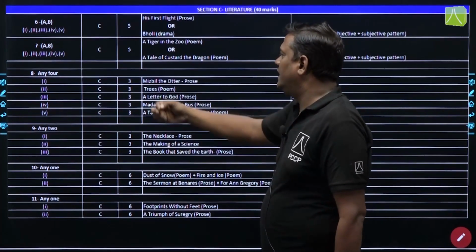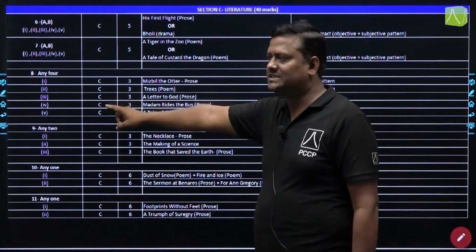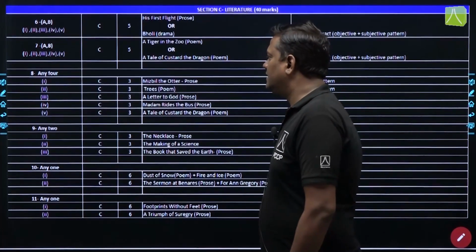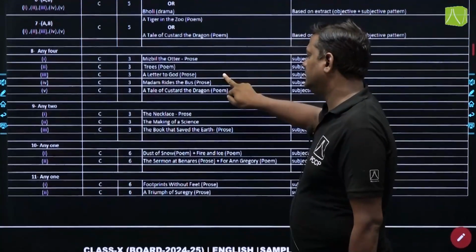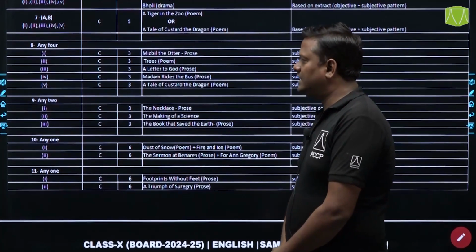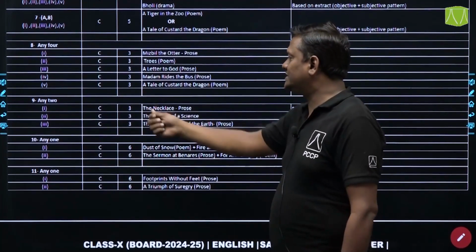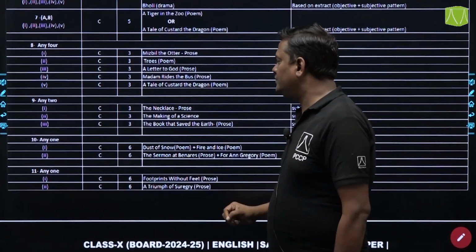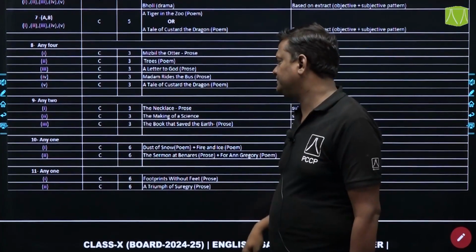Then question number 8, we will be given 5 questions. We have to solve any 4. Each question will contain 3 marks. The question number 8 will be from First Flight. And question number 9 will contain 3 questions. We have to solve any 2. Each question will carry 3 marks. Question number 9 will be related to our book Footprints Without Feet.